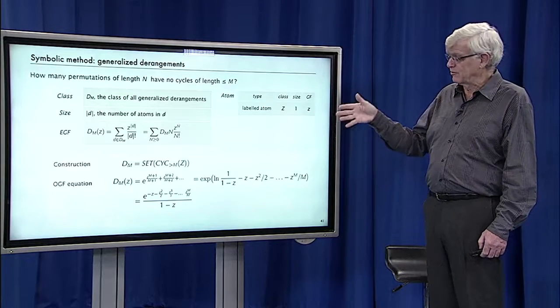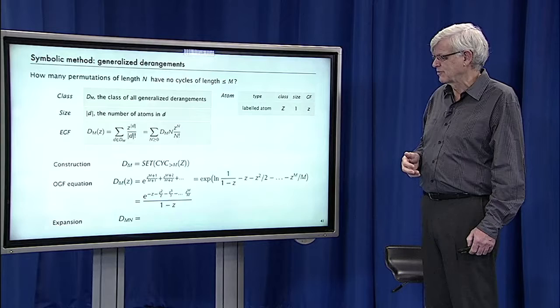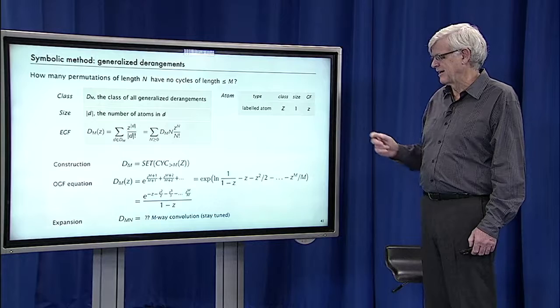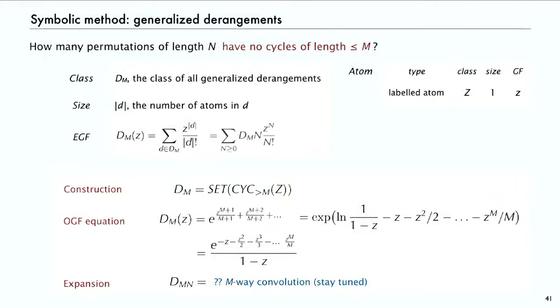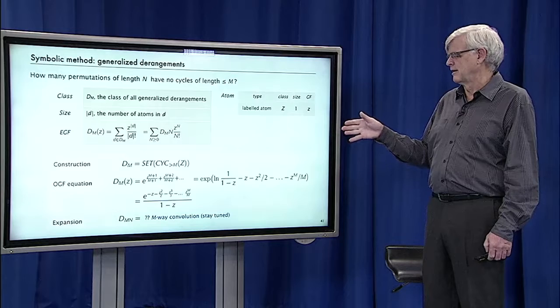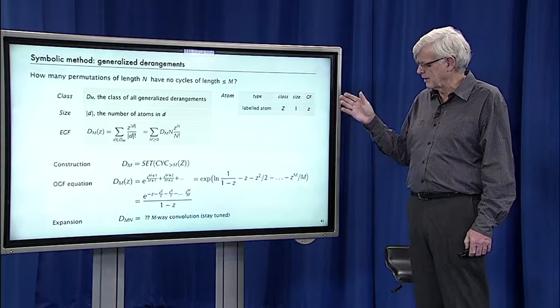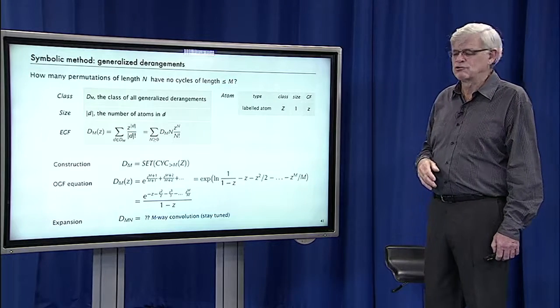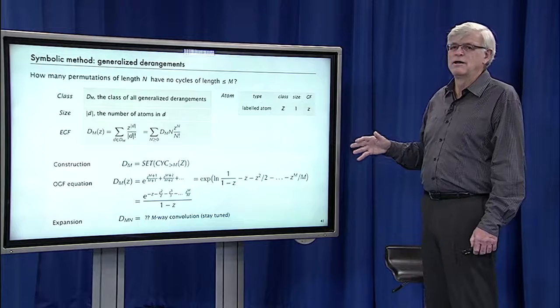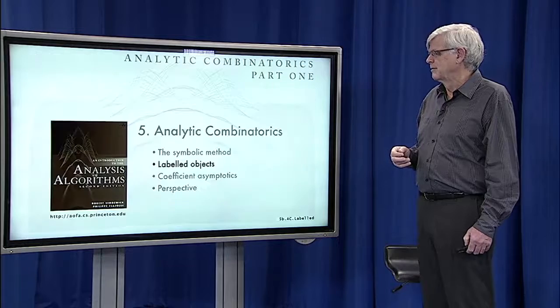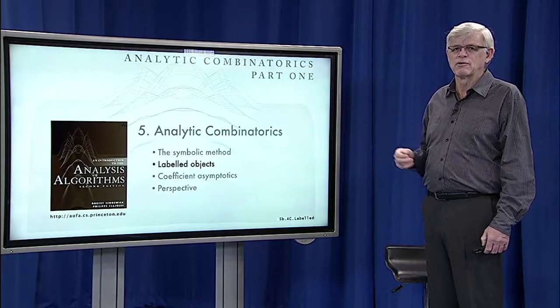Now to find the answer to this problem, we need to extract coefficients from this equation. Now that one, not so clear. That would be an m-way convolution, and you can go ahead and try to extract coefficients from that one. So that's going to motivate how we can estimate the coefficient of z to the n in that complicated function. That's going to motivate the second part of analytic combinatorics, the analytic transfer theorems. But that's a basic introduction to the symbolic method for labeled objects.